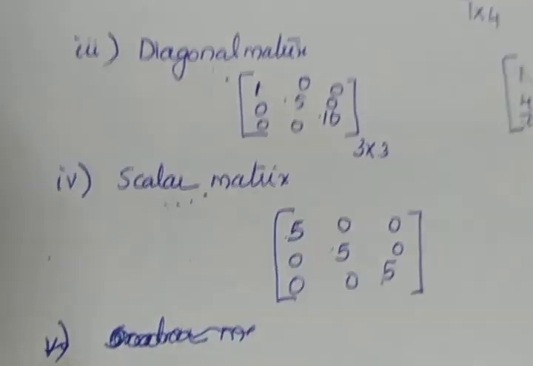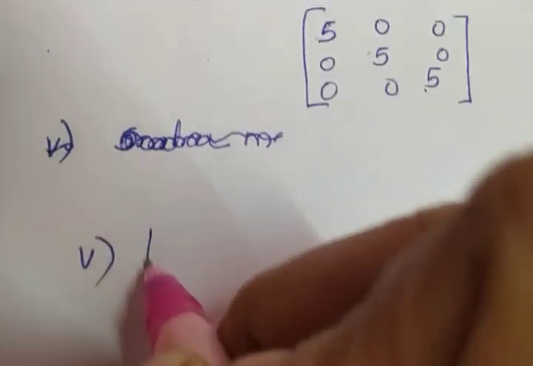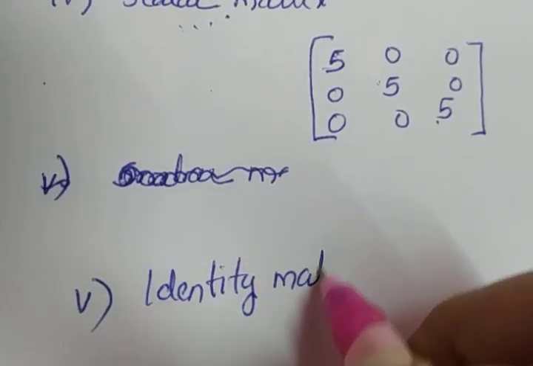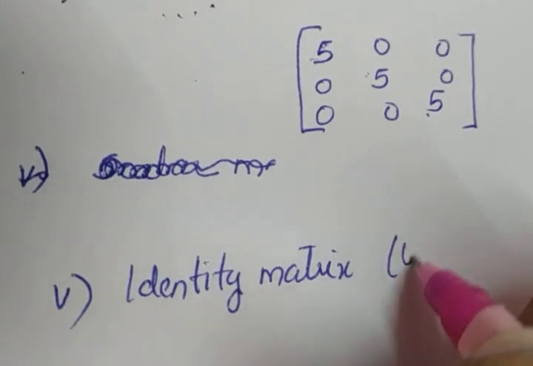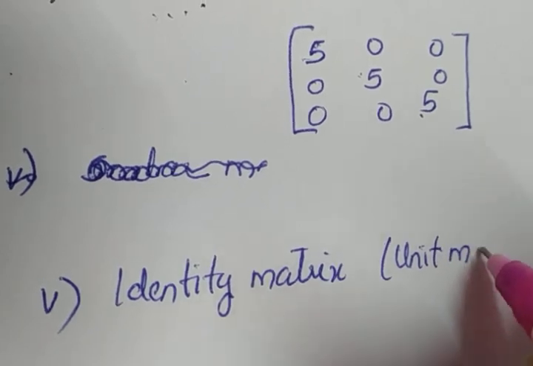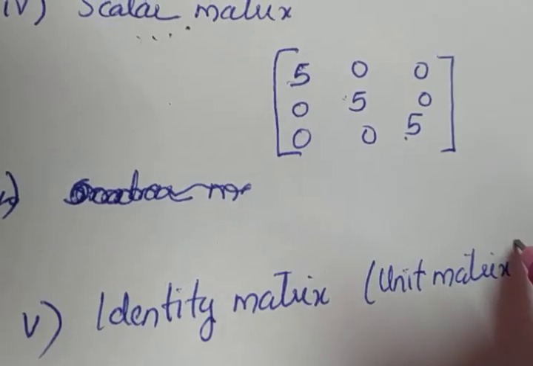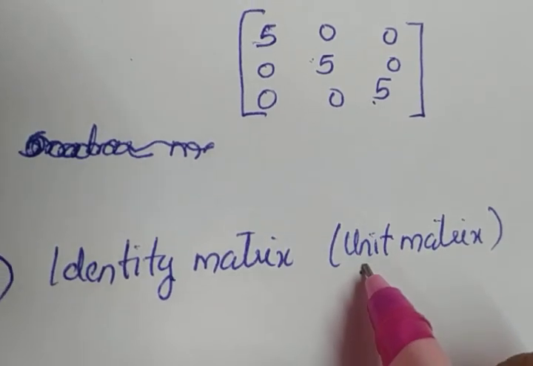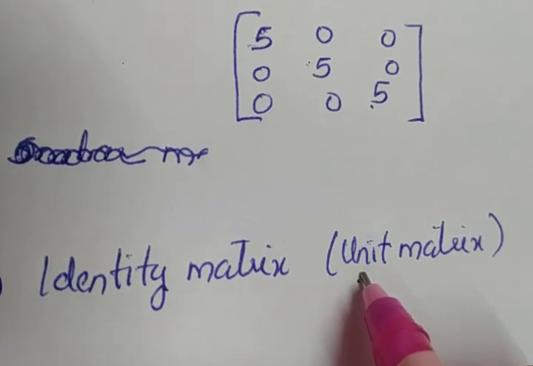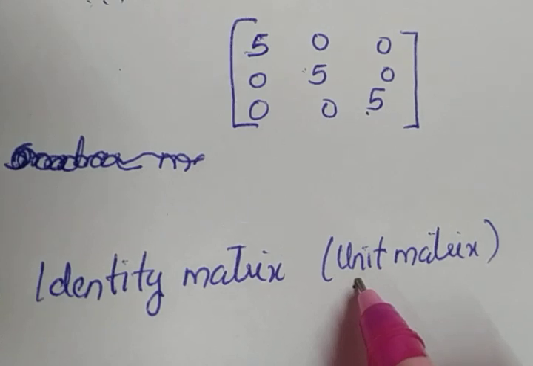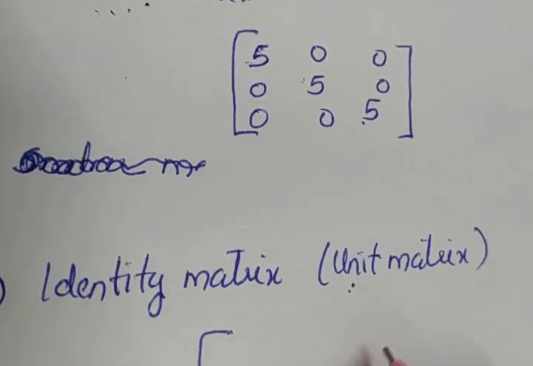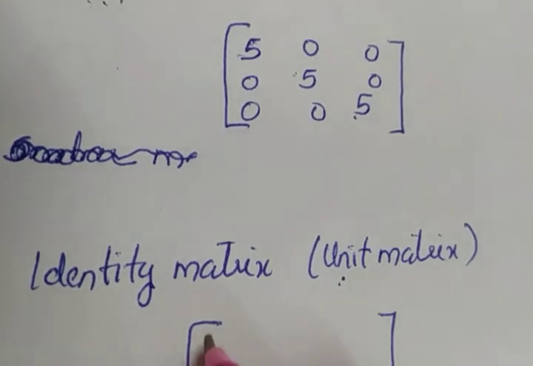Again, the next one is identity matrix. Identity matrix has another name, and it is so special for this chapter. It is termed by the name unit matrix. Unit means it is 1. For a matrix to be a unit matrix, first of all, it must be a square matrix. Second, it must be a diagonal matrix. Third, it must be a scalar matrix. And fourth, all the diagonal elements must be 1.